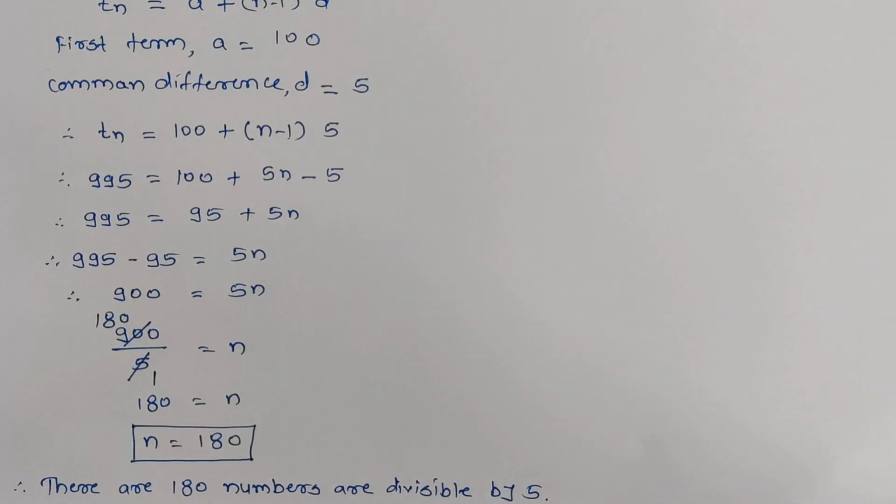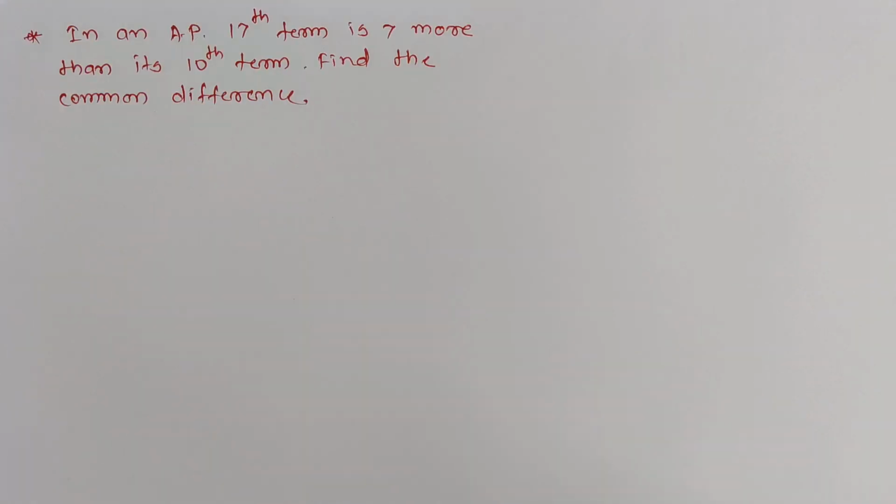The next problem is, in an AP, the 17th term is 7 more than its 10th term. Find the common difference. So here the relation between the 17th term and the 10th term is given. We have to use that. So first of all we have to find those terms.